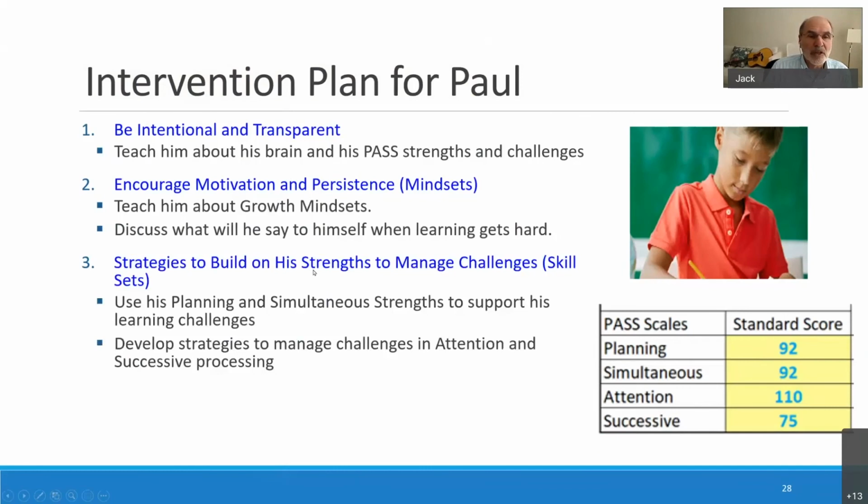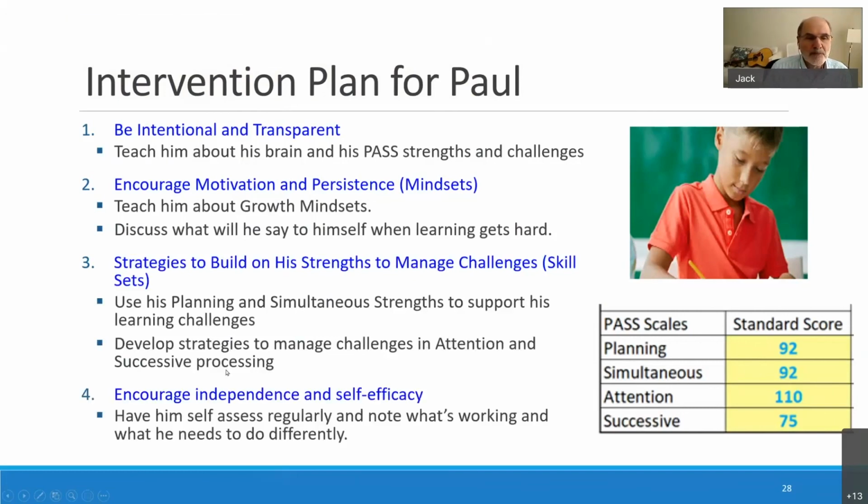You build on strengths. So we use planning and simultaneous and attention. We use planning and simultaneous strength to support the learning challenges, and we develop attention, and we're going to help the child deal with the issues with successive processing.